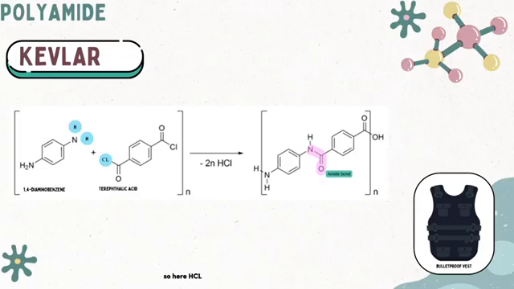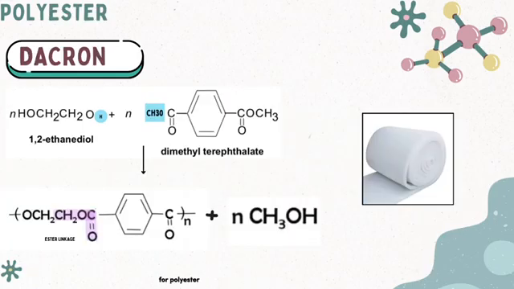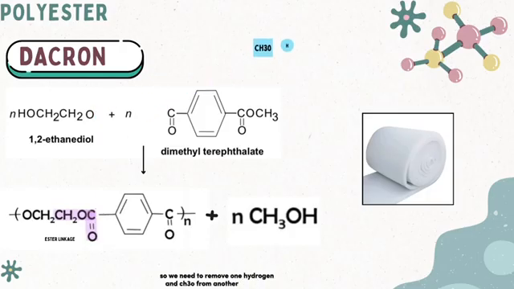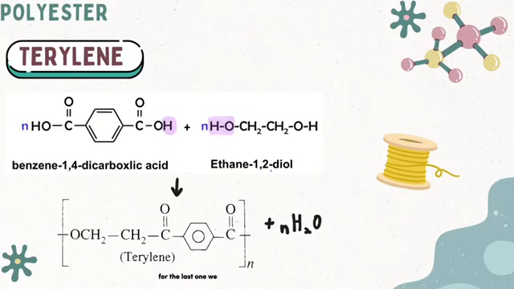So here HCl will be removed from two monomers, where two hydrogens from the amine group will be removed and one chlorine will be removed from the acyl group, forming Kevlar that also consists of an amide bond. For polyester, we want to form Dacron, so we need to remove one hydrogen from one monomer and CH3O from another monomer. Removal of methanol will form Dacron that consists of an ester linkage. For the last one, we will remove water here to form terylene. Terylene consists of an ester bond.